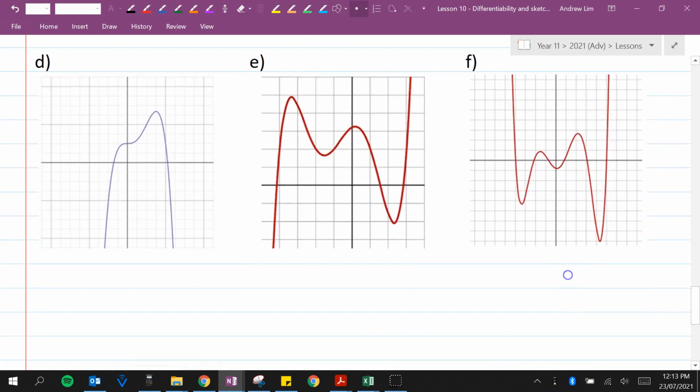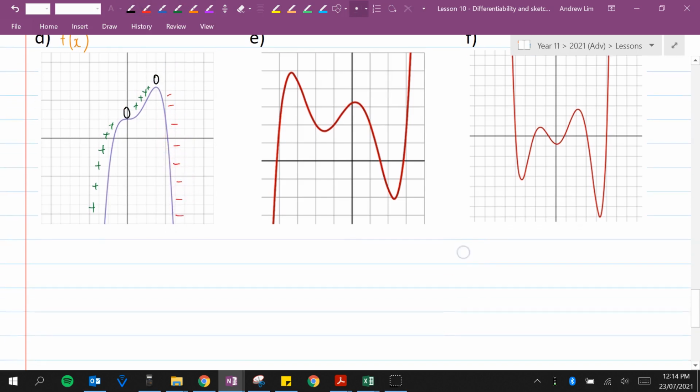Alright, D. f of x is equal to this function here. Now I don't have any values, but I'm just going to write all my gradients. Sloping up, and then at this point it's 0. This point is still sloping up, then it's 0 again, and then all of these are sloping down.